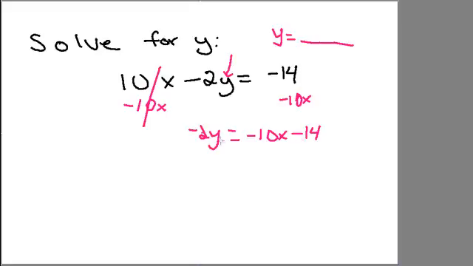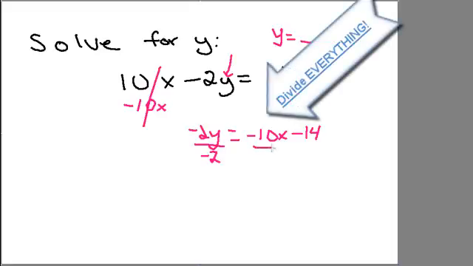Now, I still need to get y all alone with absolutely nothing by it, so I need to get rid of this negative 2. So it's negative 2 times y. So to undo multiplication, I divide. And I'm trying to get rid of that negative 2, so that's what I'm going to divide by. And then I have to divide this whole thing by negative 2. So that means negative 10 and negative 14 will both be divided by negative 2. So negative 2 and negative 2 cancel out, and I'm left with y.